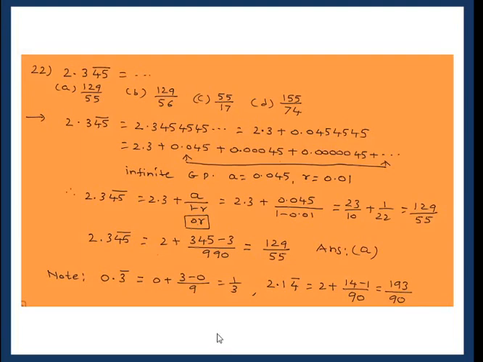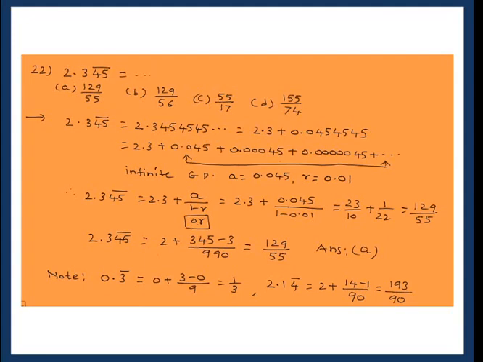Now this is an interesting sum. Basically, express the given decimal as a rational number in the form p upon q. See, there are two types of decimals. 1 upon 2 we can write as 0.5. So it is called a terminating decimal. But what about 1 upon 3? Can I just say it is 0.3? No, it is 0.3333 and so on. So we write this as 0.3 bar.